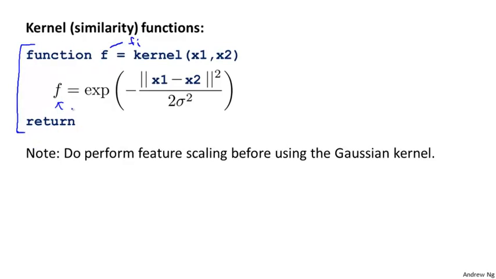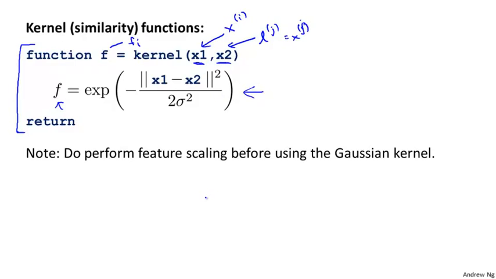So maybe this is better written f_i, but what you need to do is write a kernel function that takes as input a training example or a test example, whatever. It takes in some vector x and takes as input one of the landmarks, but I'm calling them x1 and x2 here because the landmarks are really training examples as well. What you need to do is write software that takes as input x1, x2, and computes this sort of similarity function between them and returns a real number.